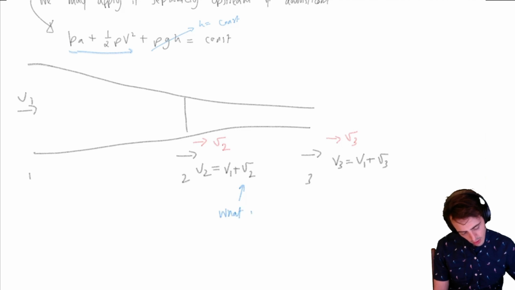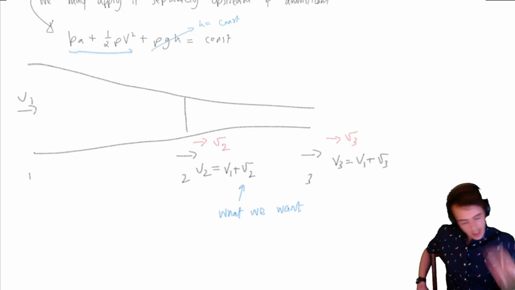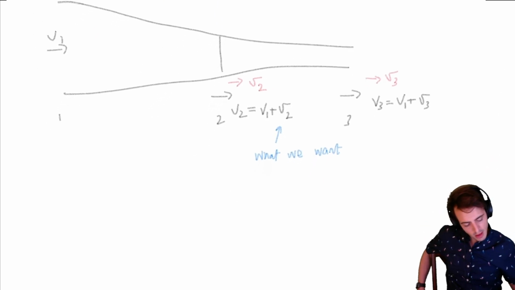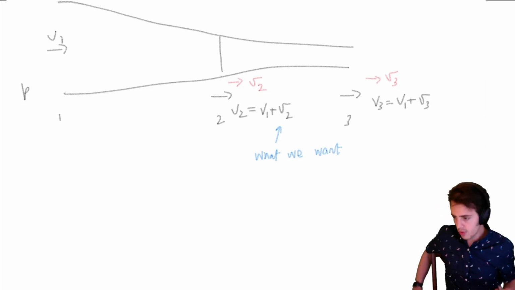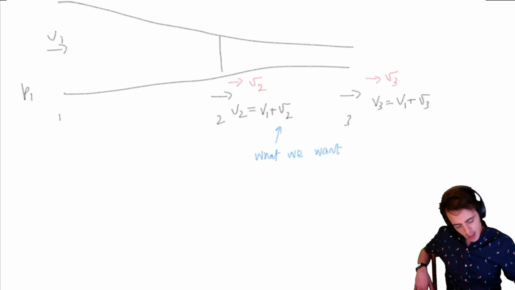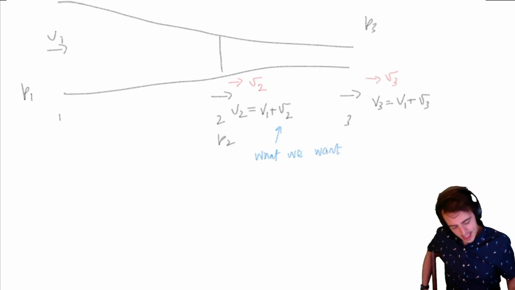So we'll say what we want. That's what we're going to try and get out of this. So we're going to apply this Bernoulli's equation upstream. So let's have a think. We've got atmospheric pressure here, but let's call it P1, P2, and P3. We will change those back to atmospheric a little bit later.